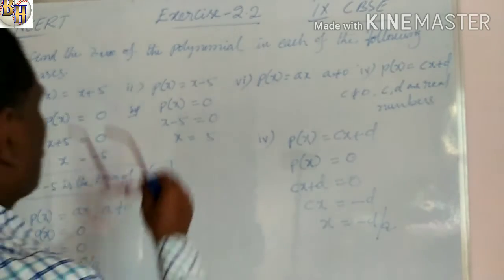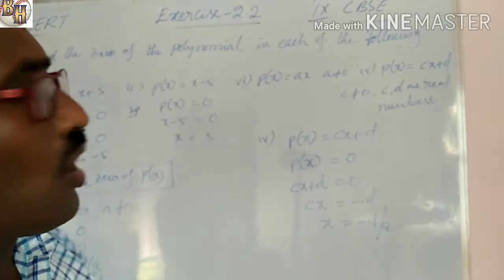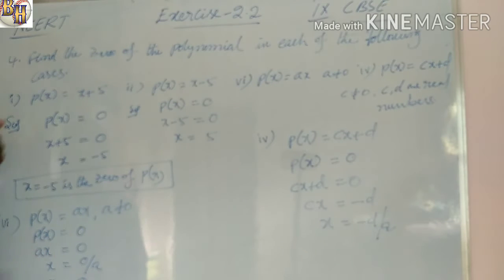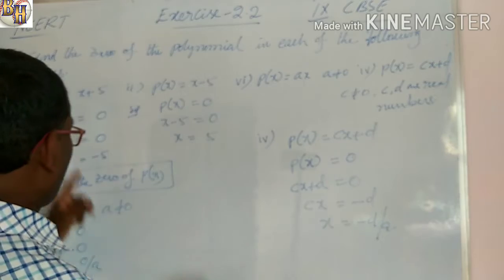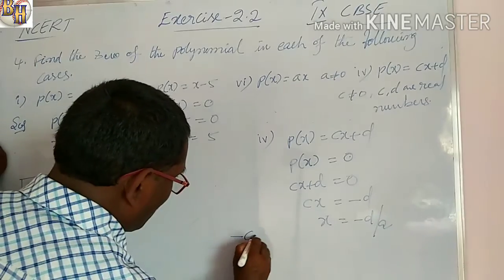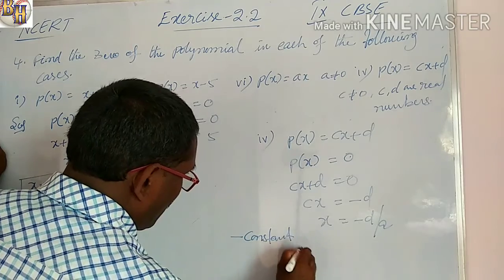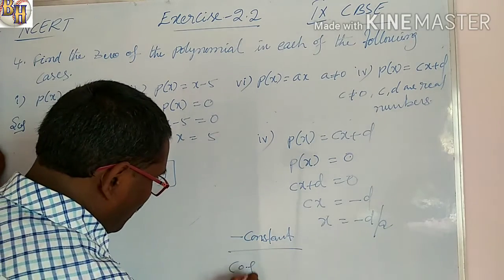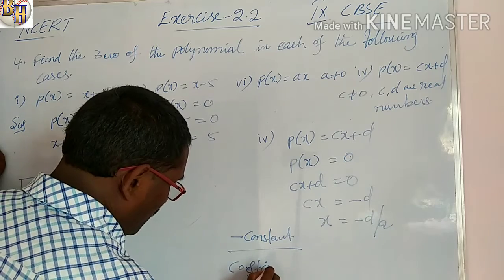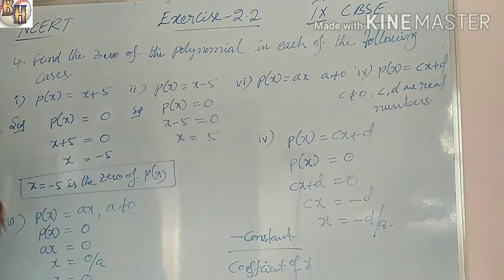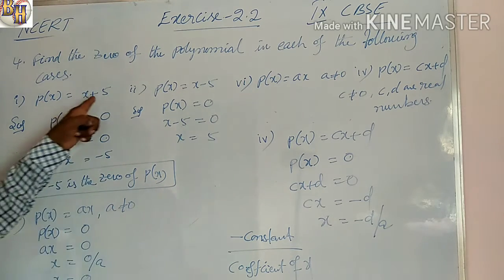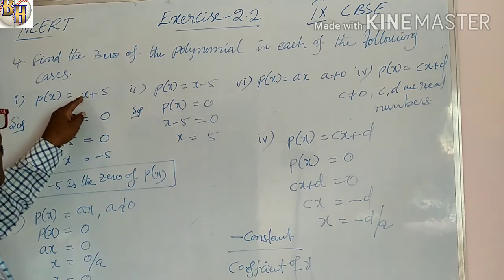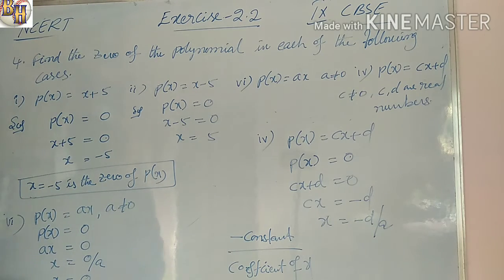In this question, you can use a shortcut. Find the 0 of the polynomial, simple. What does it mean? The 0 of the polynomial is minus constant term by coefficient of x. That's all. Here, plus 5. What is the constant? Plus 5 becomes minus 5. So minus 5 by 1 is equal to minus 5. That's all.